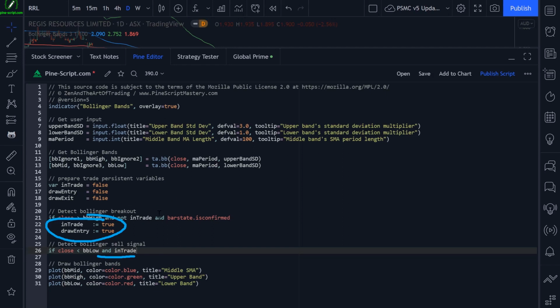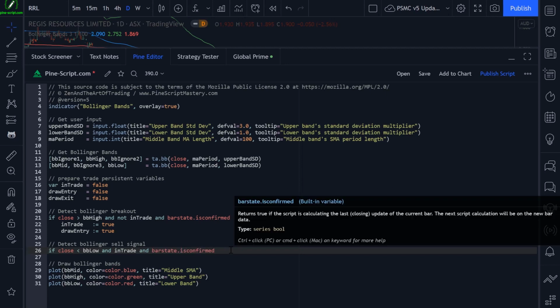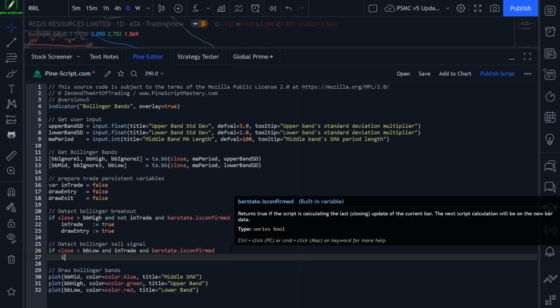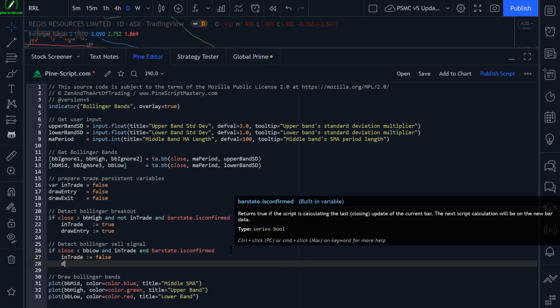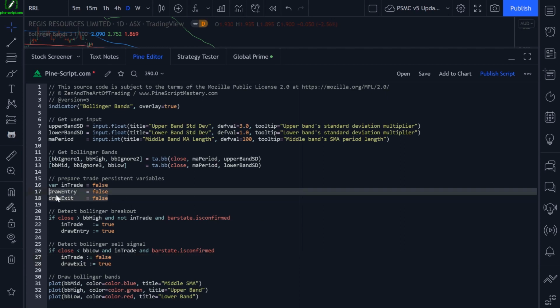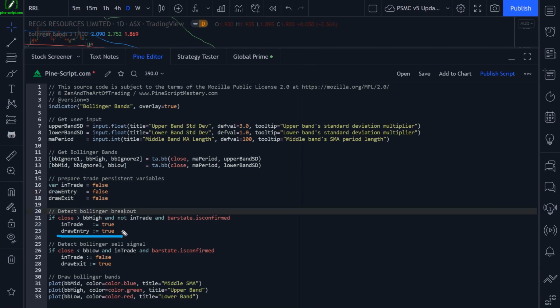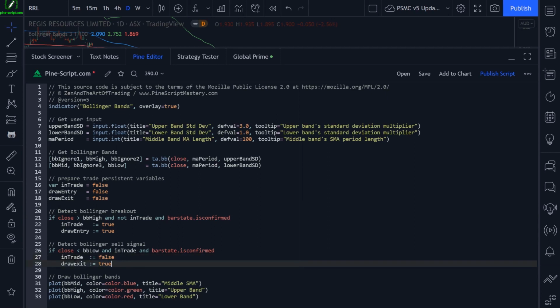So we already had a breakout and bought that breakout, and the current bar state is confirmed. Now we can override our trade boolean. So in trade is set to false, and draw exit is set to true in this case. Because remember, our draw entry and draw exit are not var variables, so they do reset on every new bar on our chart. And so when a buy signal is detected, draw entry will only be set to true on that bar, and then on the next bar we reset back to false. And same with our draw exit. So when we detect a sell signal, we set draw exit to true, and now we can plot our buy and sells onto the chart.